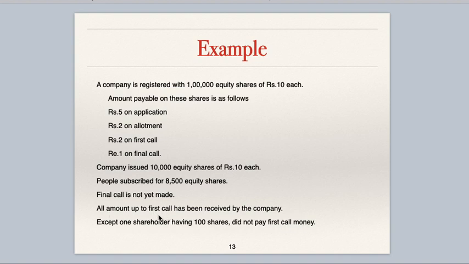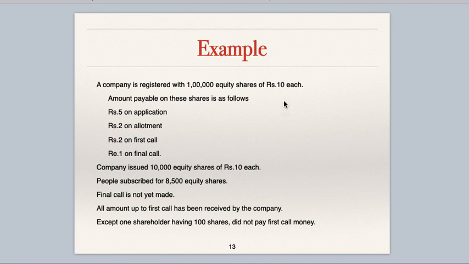All amount up to first call has been received by the company. Company has not made final call. Till first call, whatever money was due, they have received, but one shareholder having 100 shares, he has not paid first call money.